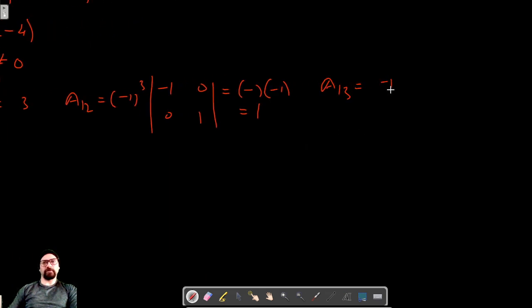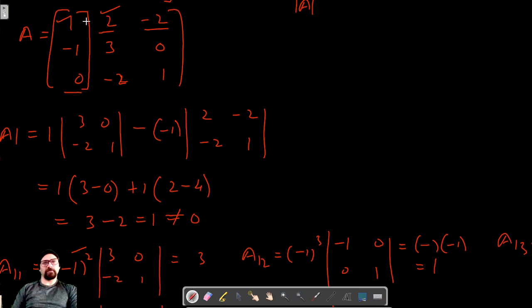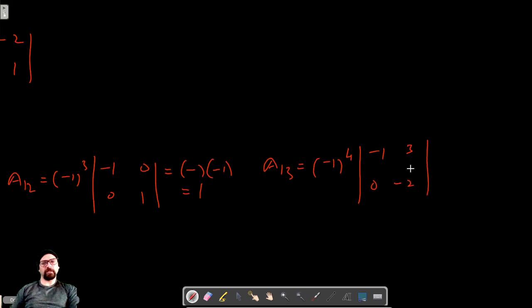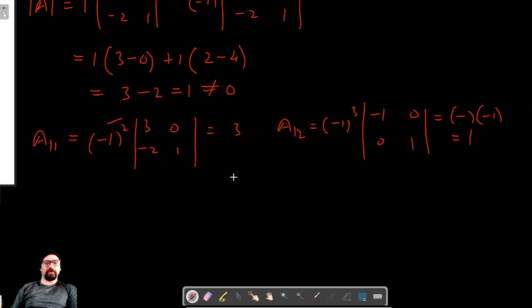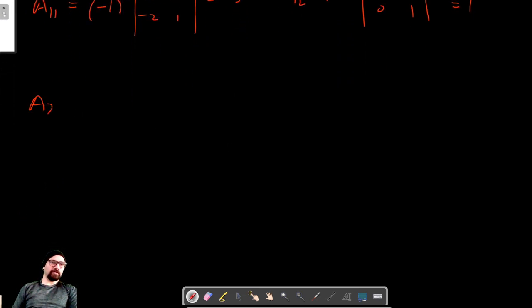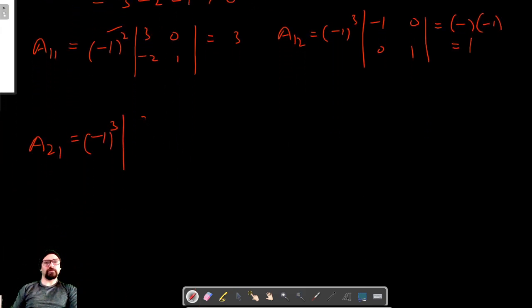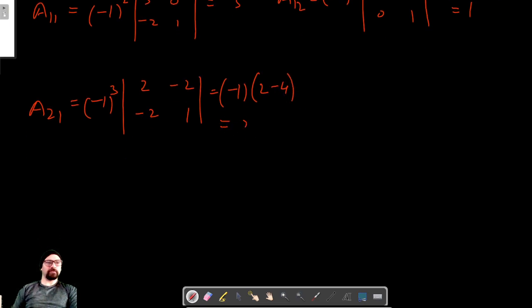And for A13, which is negative 1 raised to the power 4, A13, the cofactor of the element negative 2, this is the determinant of negative 1, 3, 0, negative 2, which gives us 2. Okay, so we have A11, A12, and A13. Similarly, A21 is equal to negative 1 raised to the power 3, and this is 2, negative 2, 0, 1, which gives us negative, and this is 2 minus 0, which is 2.